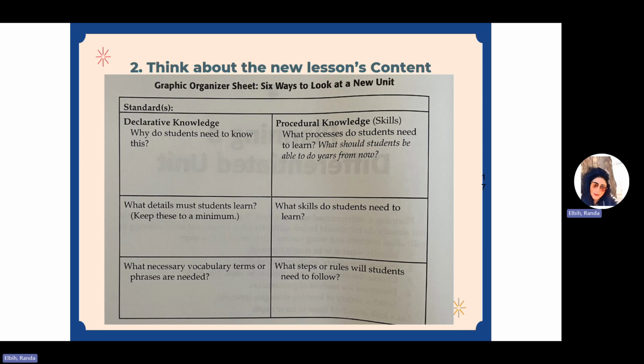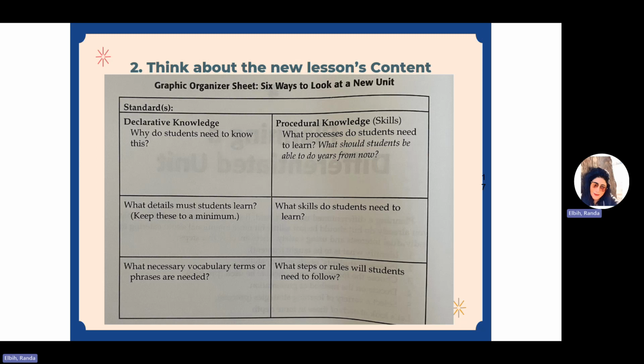It's a disciplinary standard. For instance, if you're a science teacher, you're going to select a Next Generation Science Standard. If you're a social studies teacher, you're going to select either the state of Connecticut's standard or a National Council for the Social Studies standard, and so on. And secondly, you're going to try to answer the questions regarding declarative knowledge. Declarative knowledge are basically the facts that students need to learn, and why they need to learn the facts.